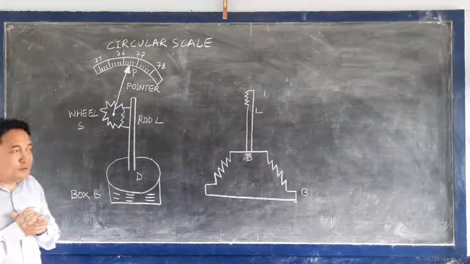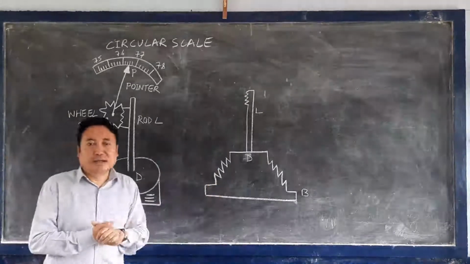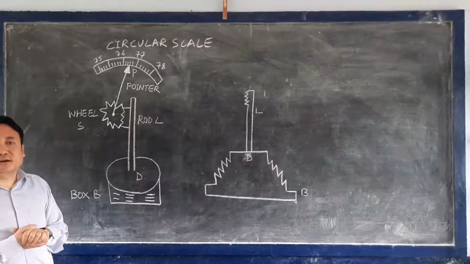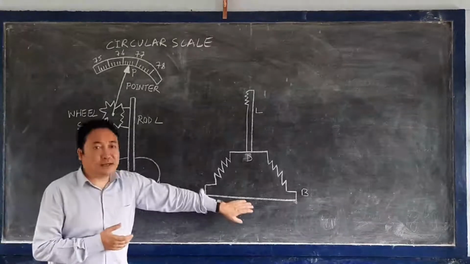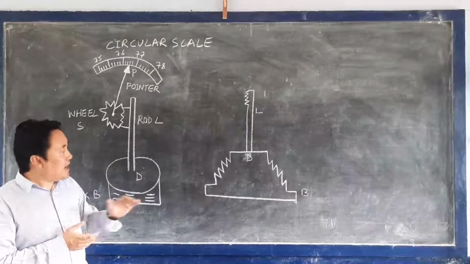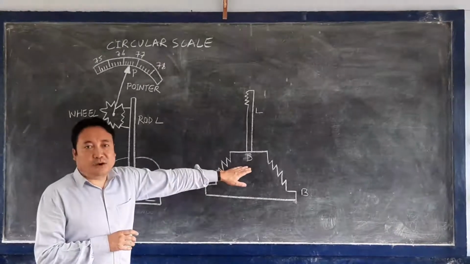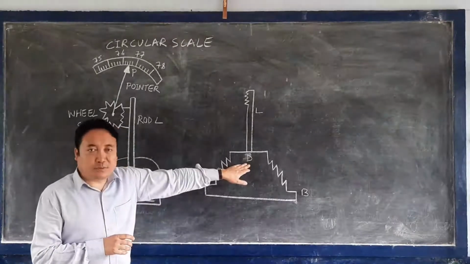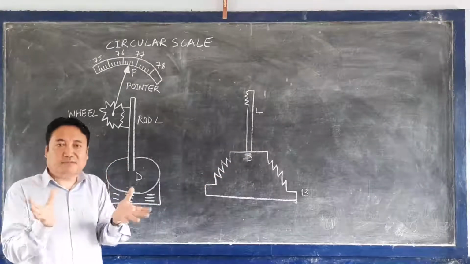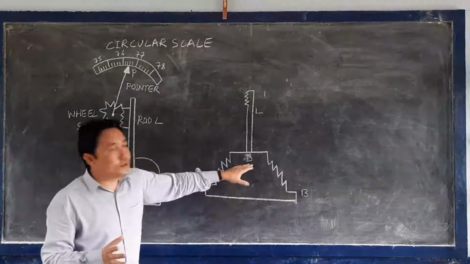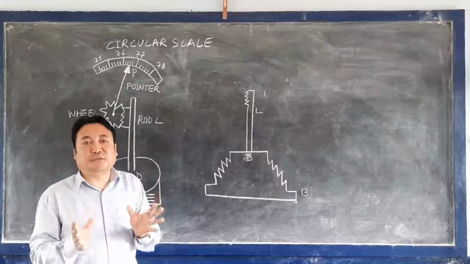Now follow this diagram here. This aneroid barometer consists of a metallic box B. On the top of the box, that is D, it is in the form of a diaphragm. It consists of a metallic box B, and the top of the box is in the form of a diaphragm.